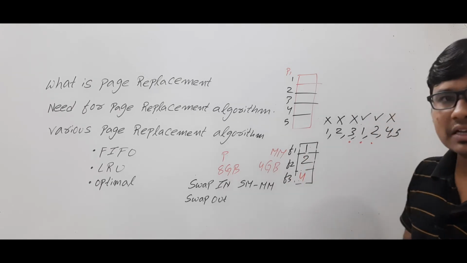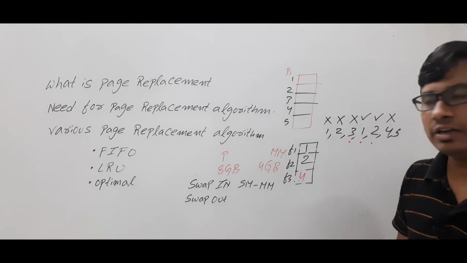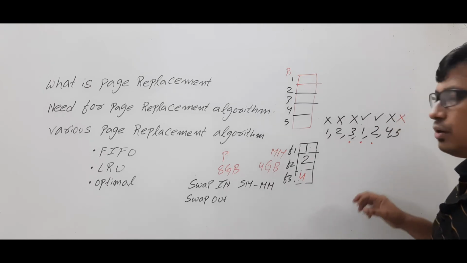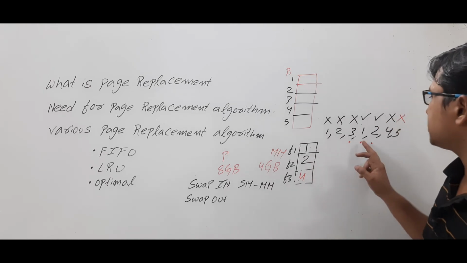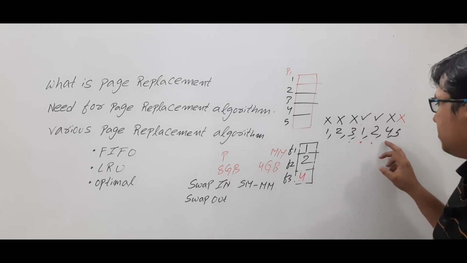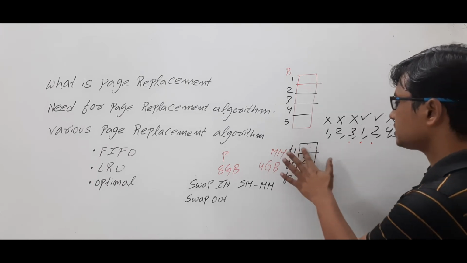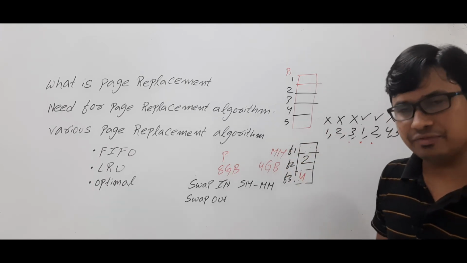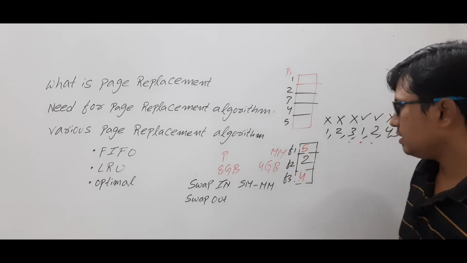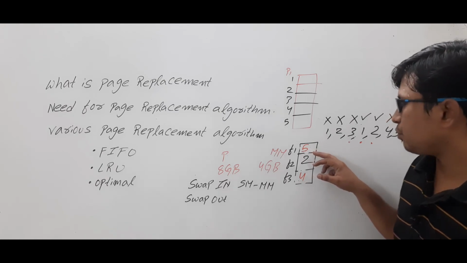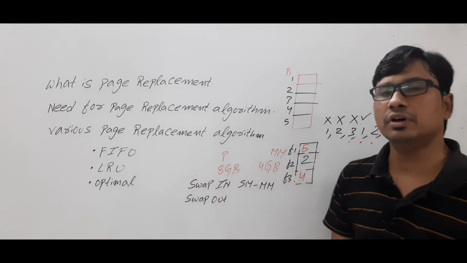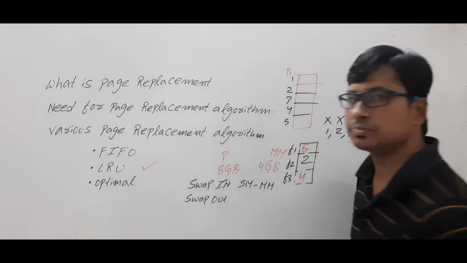Now CPU is trying to access the page number 5. Is page number 5 available? No, it is not available. So it is a page fault. So now which page do you have to swap out? Page number 1. Why? Because page number 1 is referred here, page number 2 is referred here, page number 4 is referred here. So page number 1 is the least recently referred. So you have to swap out page number 1 and swap in page number 5. So currently main memory has page number 5, page number 2 and page number 4.